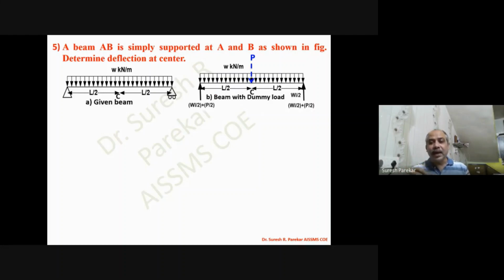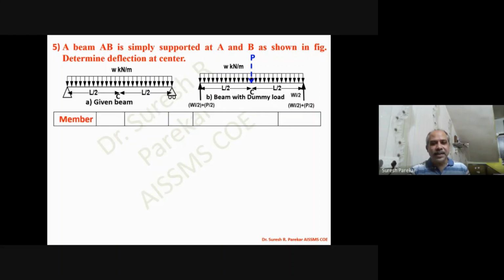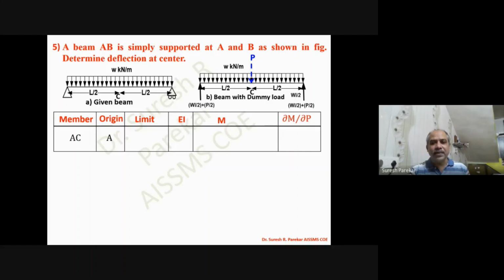But now the reactions you have to find out after applying the dummy load. So we have applied the dummy load P and then the reactions are calculated, which will be WL by 2 plus P by 2 and WL by 2 plus P by 2. And then we have to prepare the table. Same, no change in this. And from this, we are going to get the bending moment. You can see WL by 2 plus P by 2 into X minus WX square by 2.